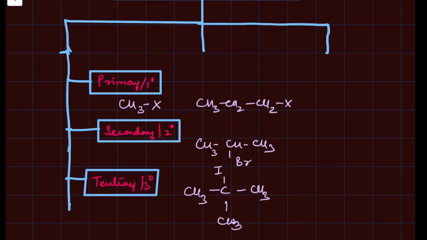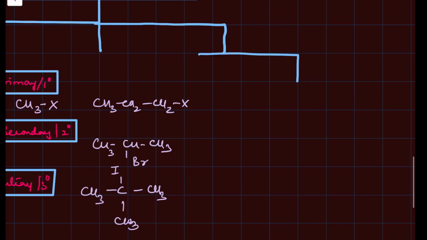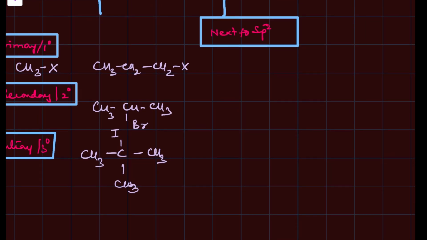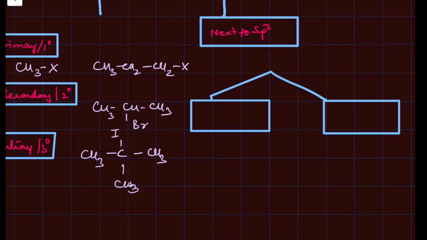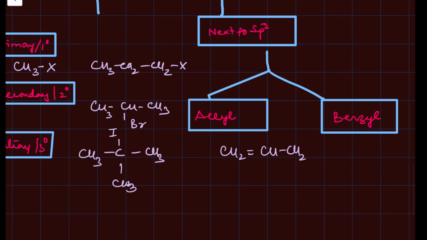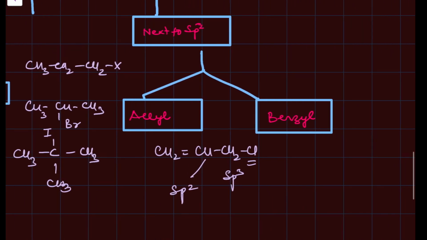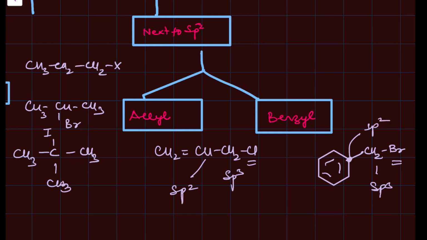In the second category, there is no space, let me put the second category here. Next to sp2, that is it itself is sp3, but the carbon next to it is sp2, something like this: allyl and benzyl. Look at the example. So chloro is attached to sp3, which is further attached to a doubly bonded sp2. In benzyl, the halogen is attached to sp3, which is in itself attached to sp2. So we have allyl or benzyl.